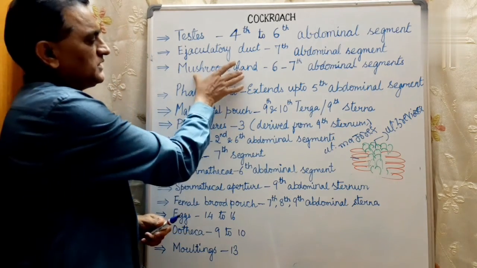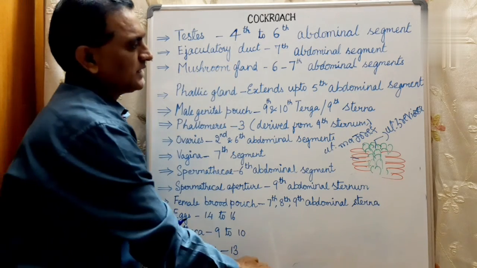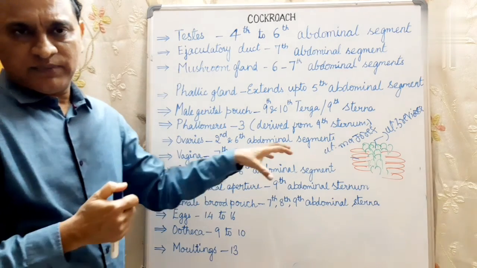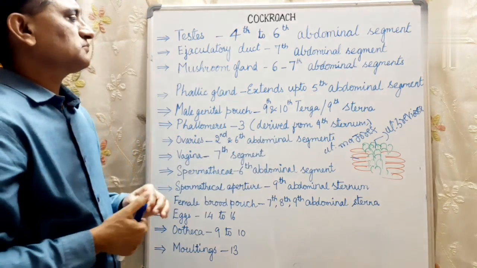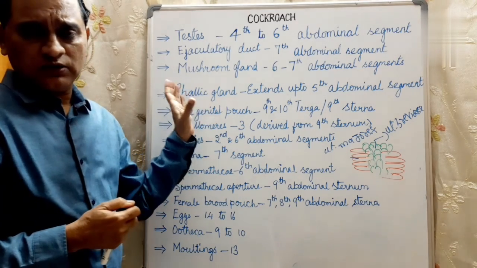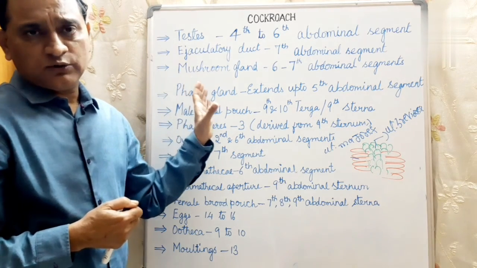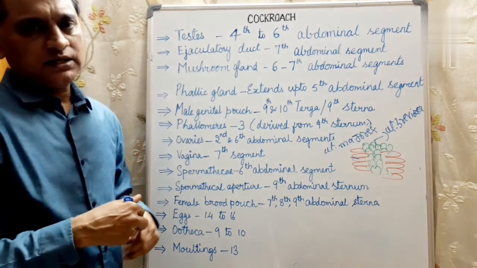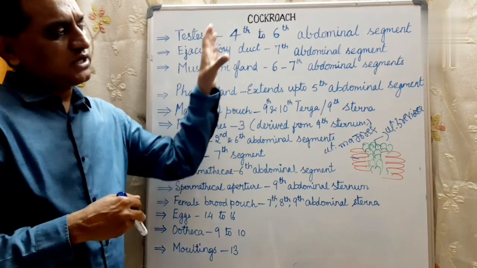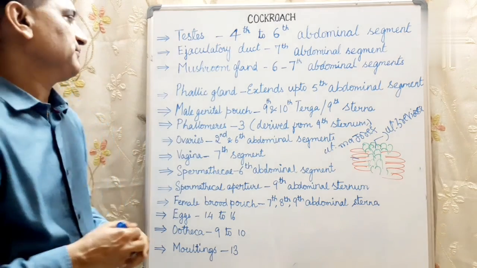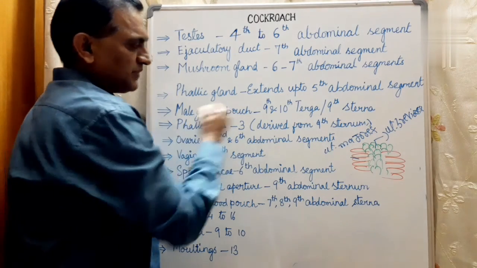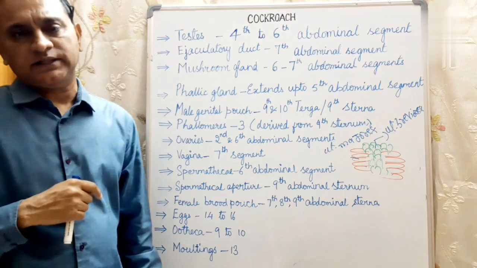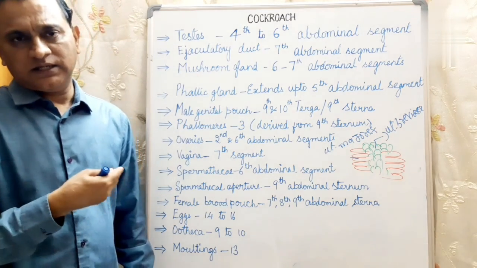So next is the phallic gland. The phallic gland extends from the 5th abdominal segment up to the male genital pouch. This phallic gland is also called the conglobate gland. This conglobate gland is a multi-lobed leaf-like or club-shaped gland, and its secretions form the outer layer of the spermatophore. Next is the male genital pouch. The male genital pouch is formed dorsally by the 9th and 10th terga, and ventrally by the 9th sterna.